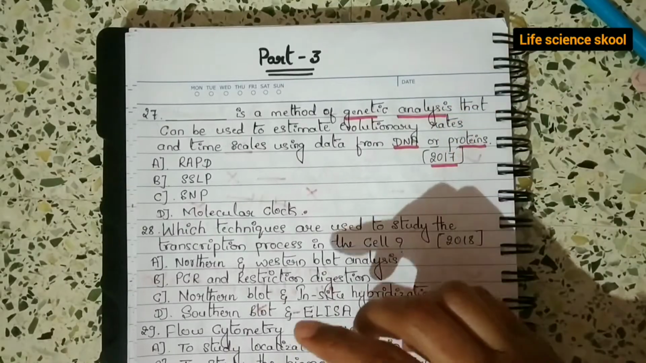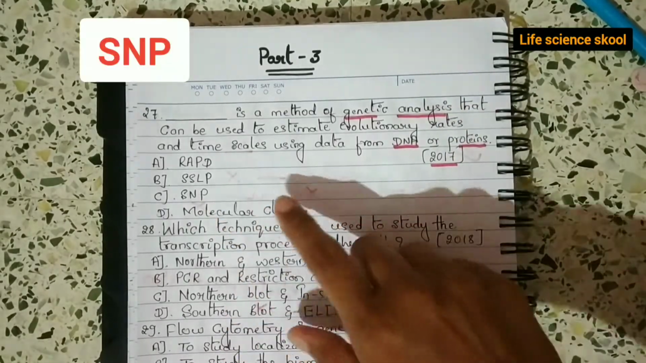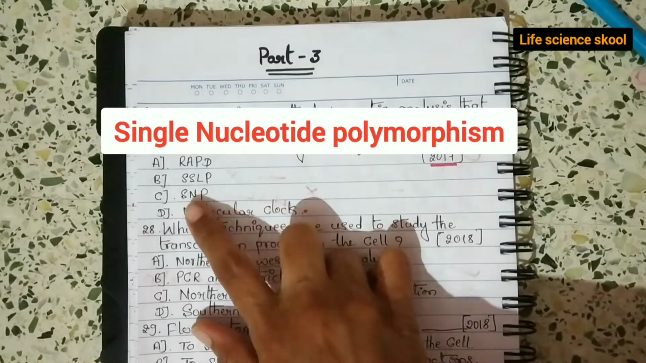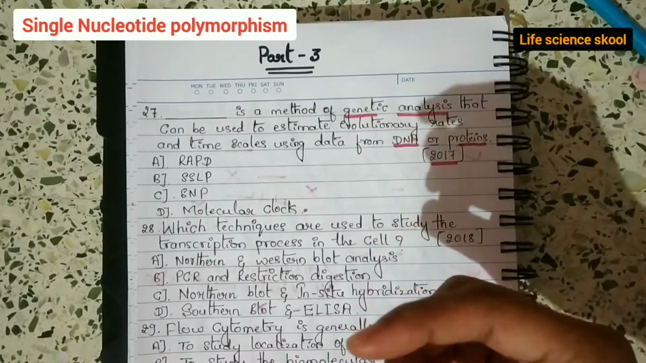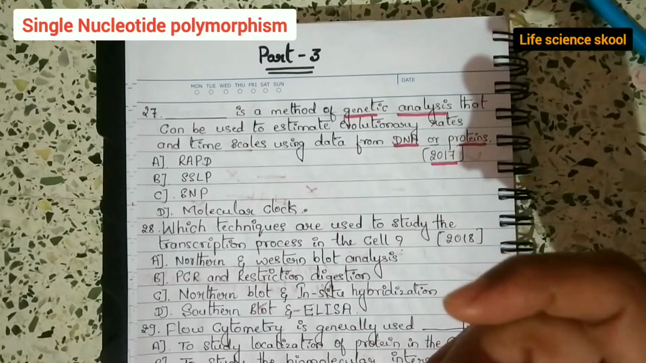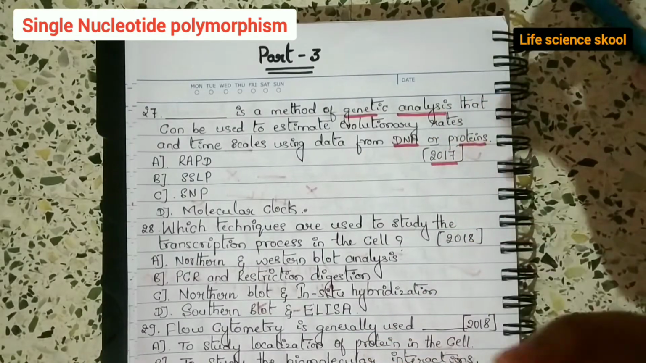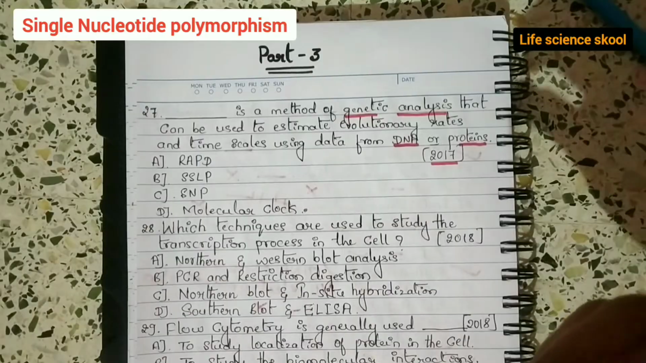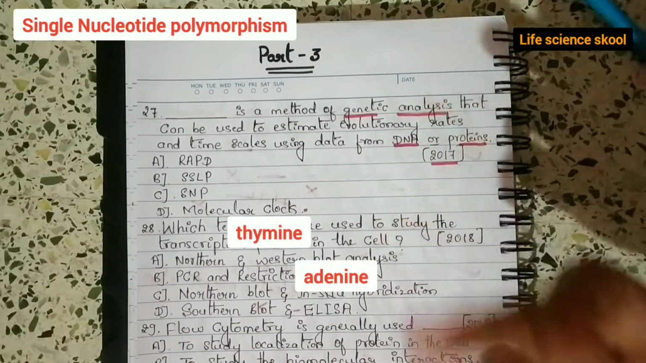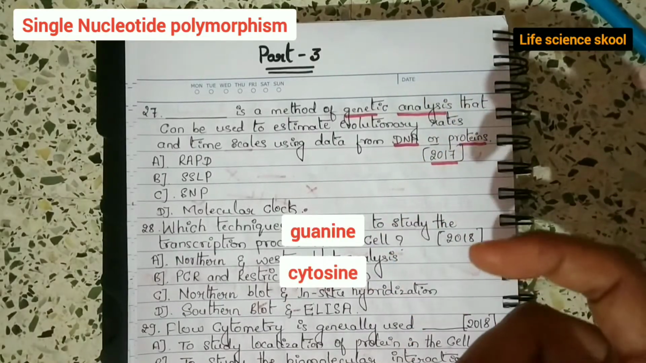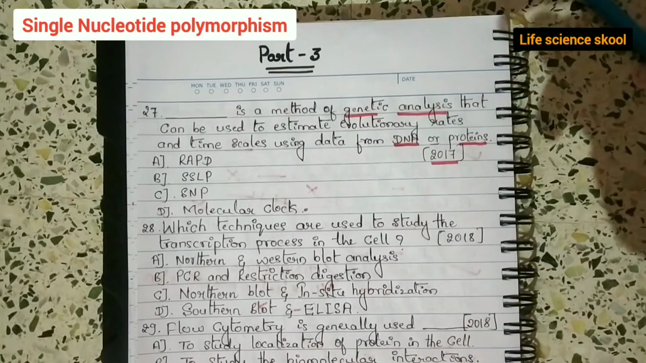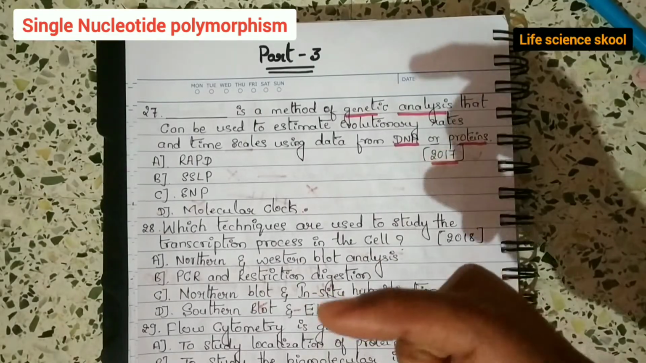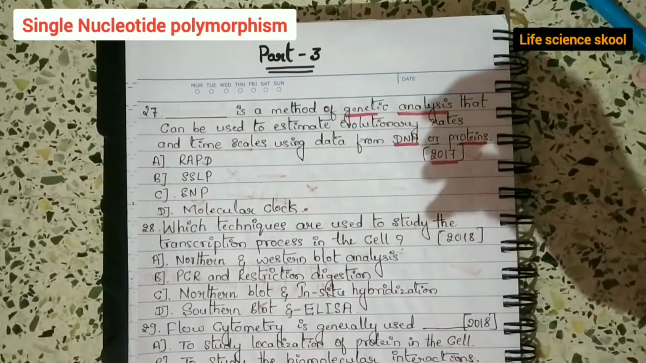The next one is SNP, single nucleotide polymorphism. What happens here? An SNP is a DNA sequence variation that occurs when a single nucleotide, like adenine, thymine, cytosine, or guanine, in the genome sequence gets altered, and the particular alteration is present in at least 1% of the population. Those are called SNPs.